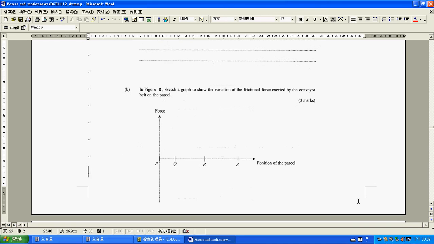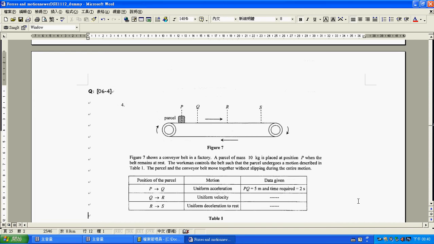We are required to sketch the variation of the frictional force exerted by the conveyor belt on the parcel. So let's look at the diagram. So QR is at uniform velocity, so no friction. But from R to S, it has got a uniform deceleration. And you can see that the distance PQ is smaller than RS. That means the magnitude of the deceleration in RS is smaller than the magnitude of the acceleration.